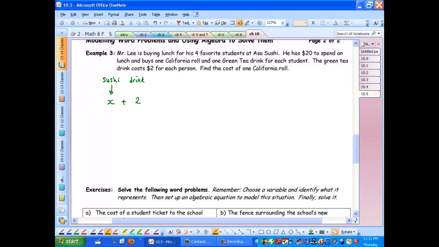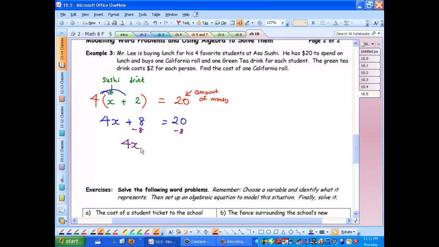So what do you think I need to do? If you thought putting a bracket around here and multiplying everything by 4, yeah, that is totally correct. So 4 times (x plus 2) is supposed to equal how much money I have, $20, right? I can only spend an amount of $20. Well, let's go ahead and solve this. We can use the distributive property. 4 times x is 4x. 4 times 2 is 8.